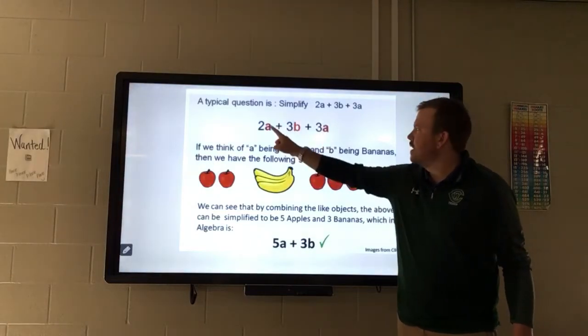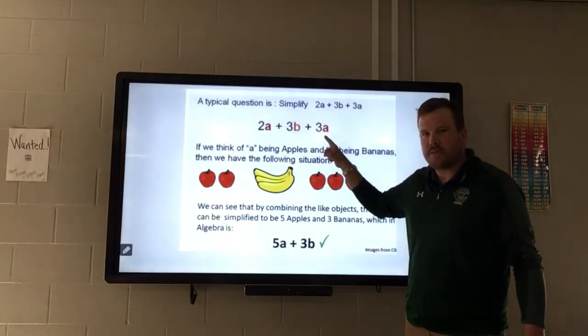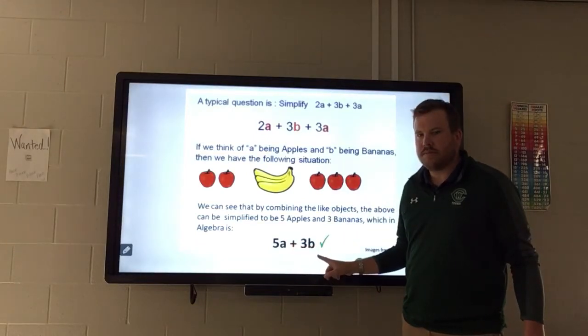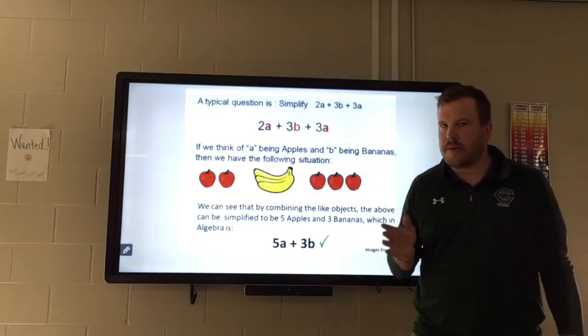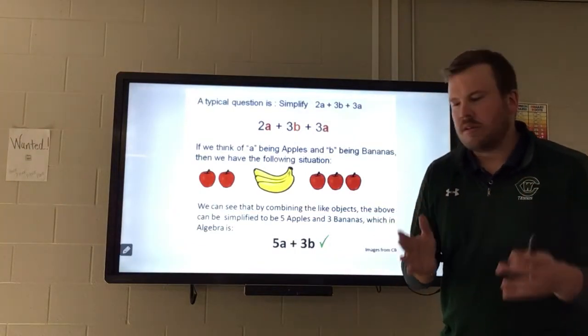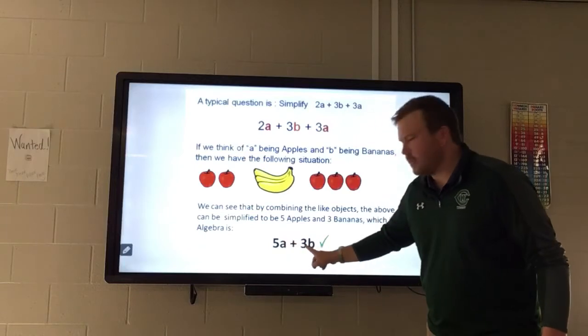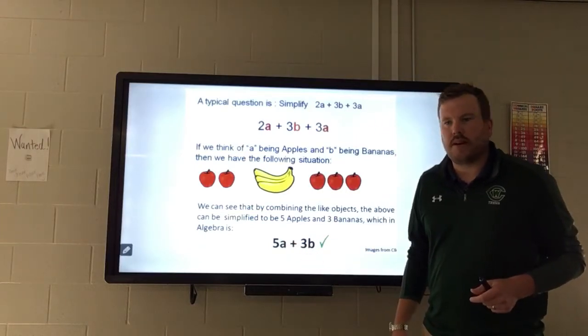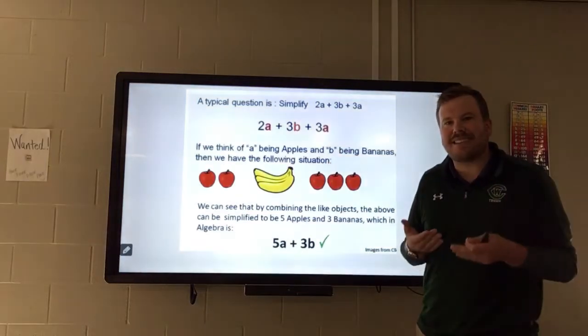So instead of saying 2 apples, 3 bananas, and 3 apples, I can just combine the apples into saying 5 apples and 3 bananas. If I go home and tell my wife, oh, I got 2 apples, 3 bananas, and 3 apples, she's going to look at me like I'm crazy. But if I go home and say that I got 5 apples and 3 bananas, that would actually sound normal. So we like to combine the like terms. We like to say it as simply as possible.